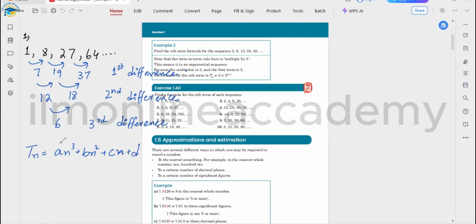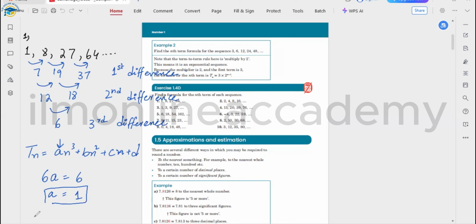Here, first of all, we need to find out a. And a will be represented as 6a equals to the last term of the third difference. Basically, in the cubic sequence, you will be using 6a each time to find out a, and you will put that equal to the last term of the third difference. In this way, 6 by 6 will give you 1. So this is the value for a.